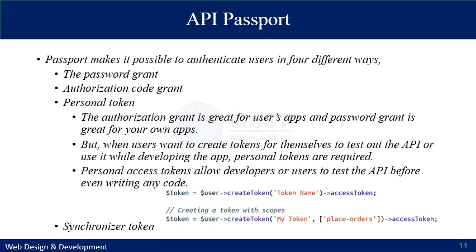The third form is the personal token. The authorization grant is great for users' applications and the password grant is great for your own application. But when users want to create tokens for themselves to test out the API or use it while developing the application, personal tokens are helpful. Personal access tokens allow developers or users to test the API before even writing any code. So this example shows the creation of personal tokens. You can use the create token method and use it to access the token.